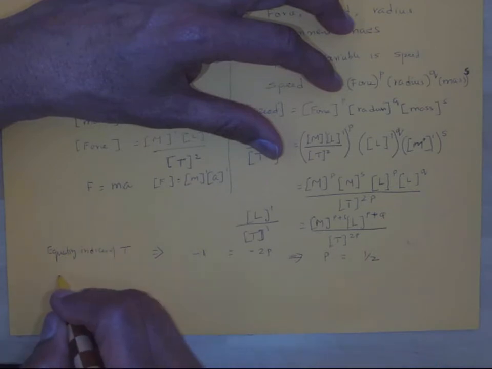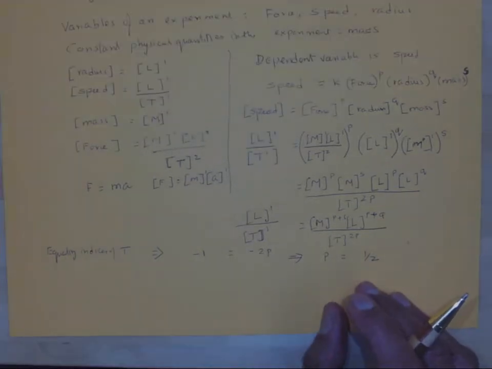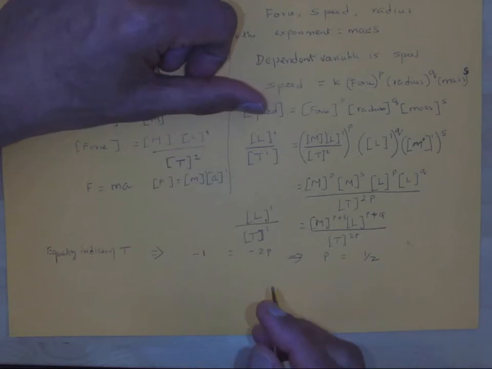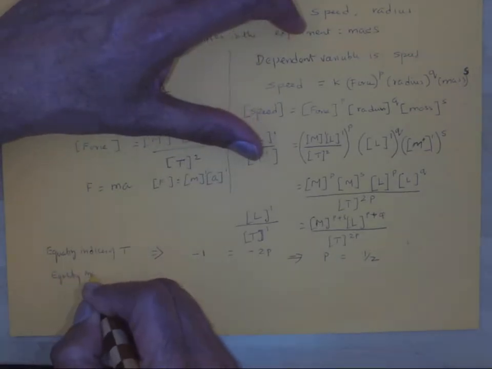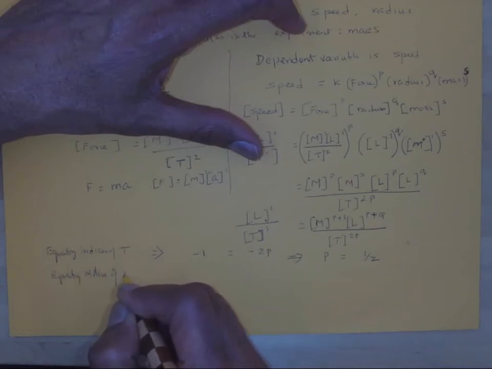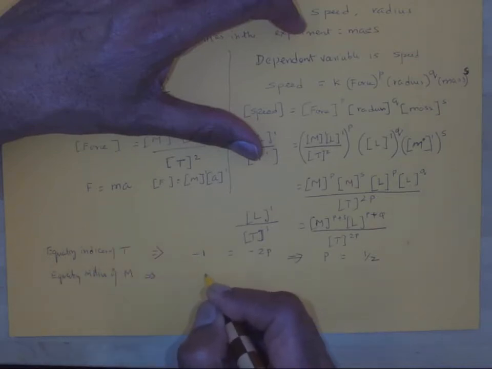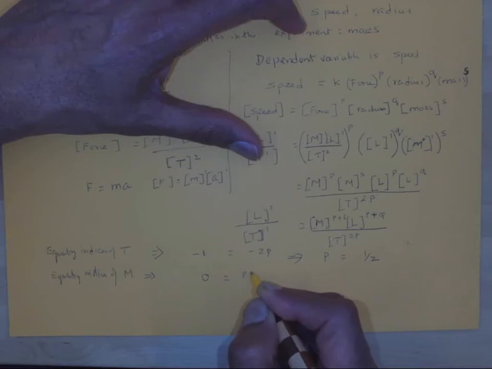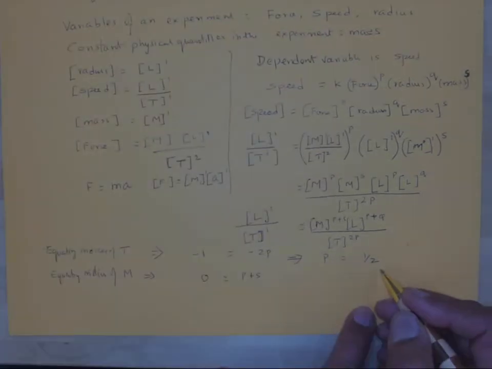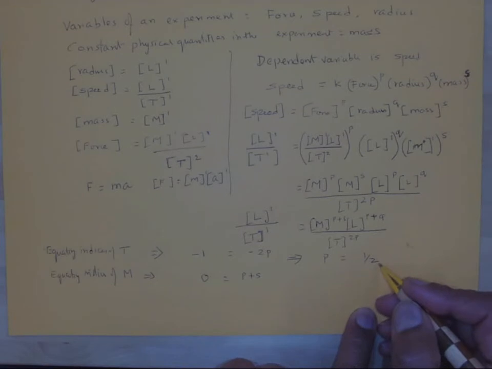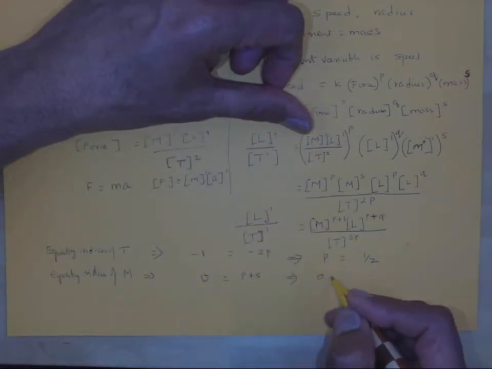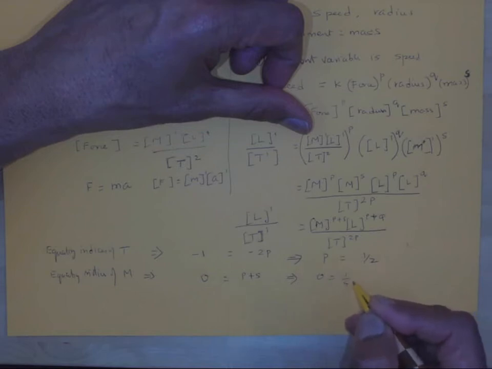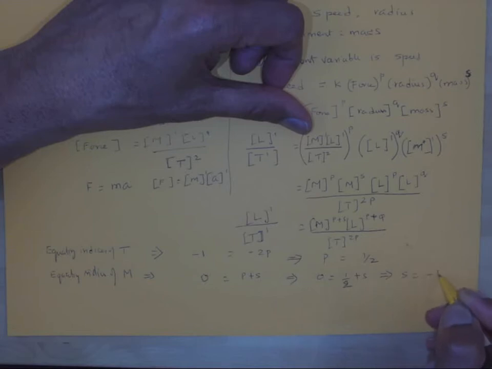If I equate, is there anything called mass on the left hand side? No. In which case, equating indices of m gives you 0 equal to p plus s. But we know p to be equal to half. If p is equal to half, this must imply 0 is equal to half plus s, and which implies s is equal to negative 1/2.